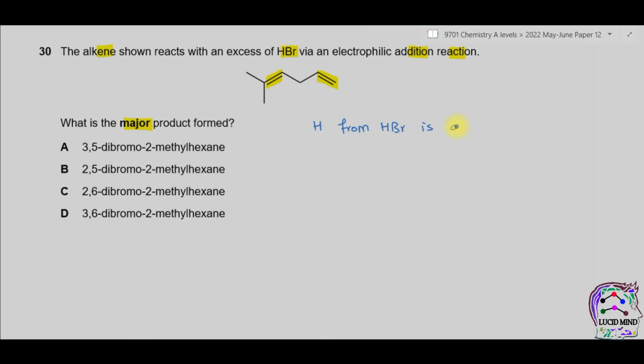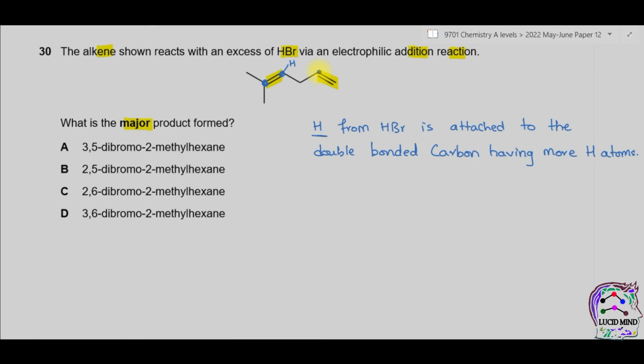it is attached to the double bonded carbon having more hydrogen atoms. And Br will be attached to the other carbon. So let's see which carbon has got more hydrogen atoms. So we have this carbon which has 0 hydrogens, and this carbon has got 1 hydrogen. So incoming hydrogen is going to be on this carbon and Br will be attached to this carbon.